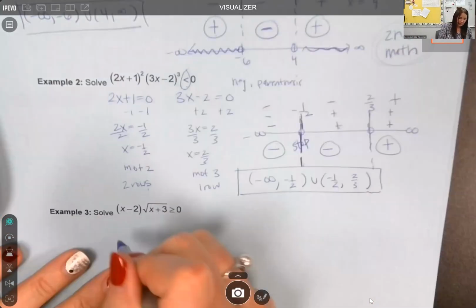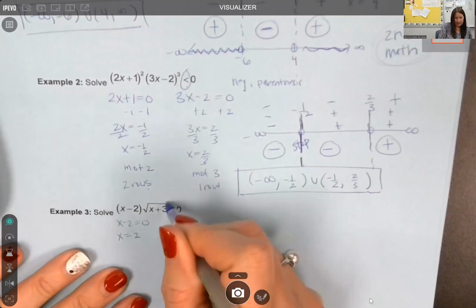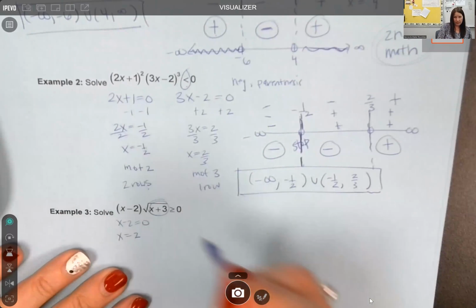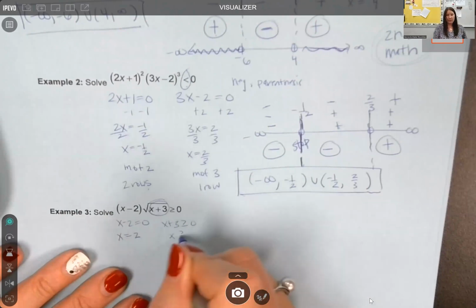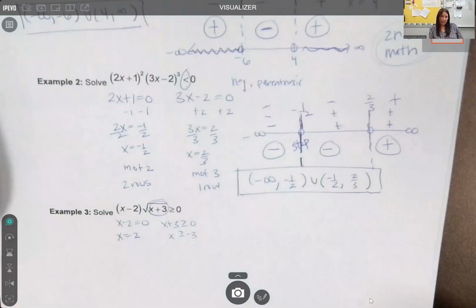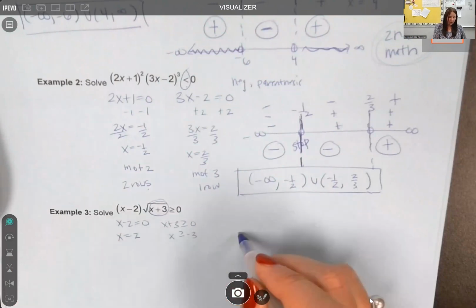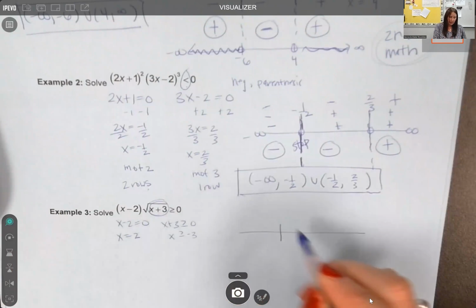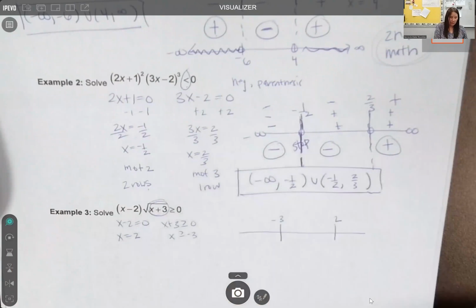So x minus 2 equals 0, and we get 2. Now I know that this is a square root, and square roots have to be greater than or equal to 0. So x has to be greater than -3. So even if it says it would work on the left side of -3, I'm not going to include it, okay? I don't have any repeated zeros. I don't have a negative, so I'm just going to do my same old chart, -3 and 2.